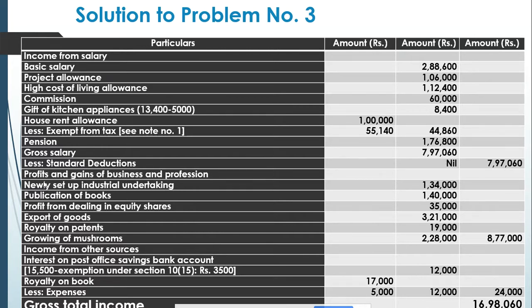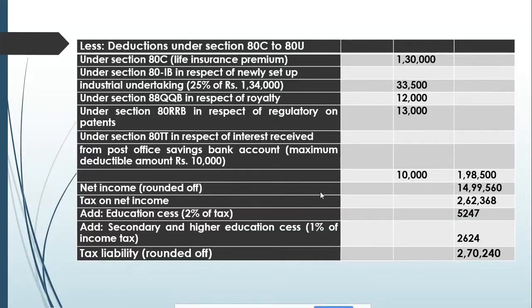Then we will see the profits and gains of business and profession: newly set up undertaking, publication of books, profit from dealing in equity shares, export of goods, royalty on payments, growing of mushrooms. So that income is 8,77,000. Income from other sources: interest on post office bank deposit is 12,000 and royalty on book net of expenses 5,000, so it is ultimately 12,000 plus 12,000, 24,000. So gross total income comes to 16 lakh 98,060. Now see the deductions under section 80C to 80U.